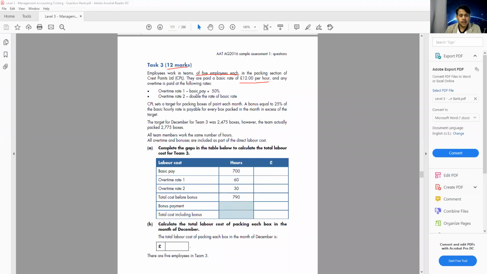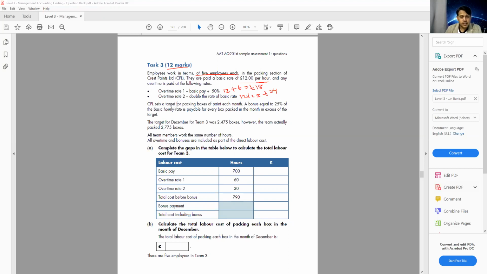The first one, basic pay plus 50%. Basic pay is 12. If I add 50%, that will be 6, isn't it? 50% of 12 is 6. So overtime rate 1 will be £18 per hour. The next one, overtime rate 2, is double the rate of basic pay. So 12 times 2, that will be 24. Overtime rate 1 is 18, overtime rate 2 is 24.